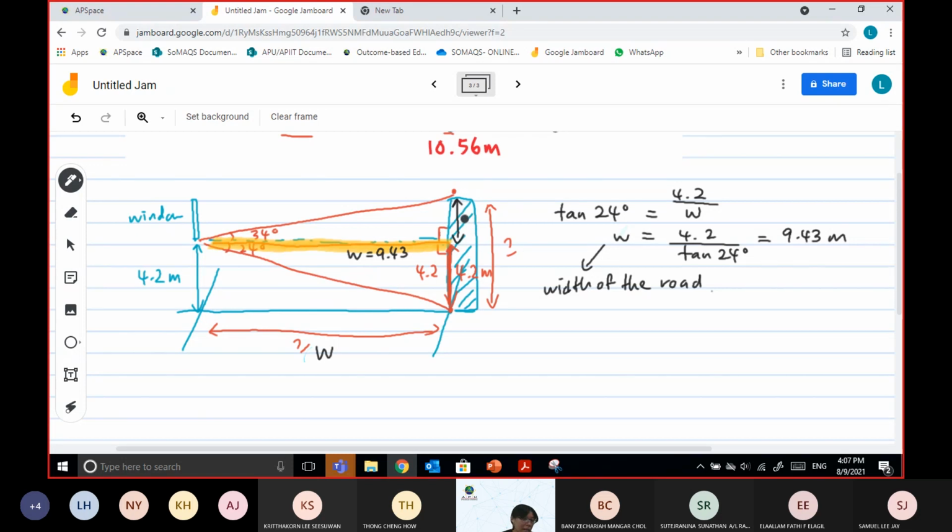Let's say the height here, I put it as X. So what is the sine, tangent, or cosine that I need to use to find X? Anyone? 34 degrees? Tangent, as well. Tangent 34 will equal X over 9.43. So I can find X as 9.43 times tangent 34. So what is the answer?